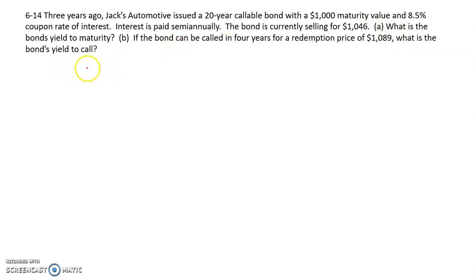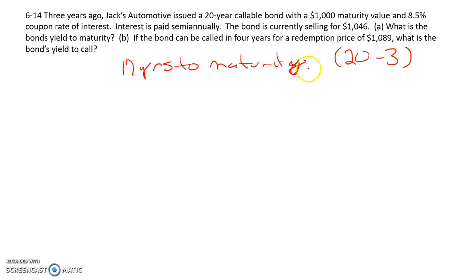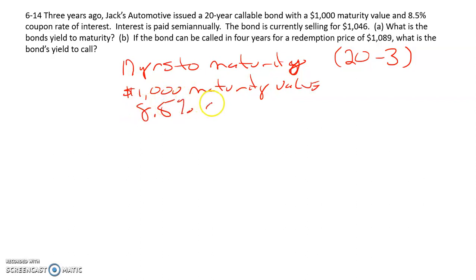So we have our 17 years to maturity. That's just 20 minus the 3 years, so that equals 17. $1,000 maturity value. 8.5% coupon rate. The interest is semi-annual.